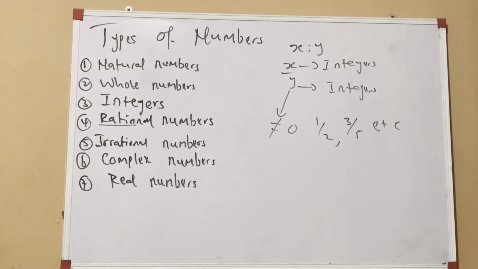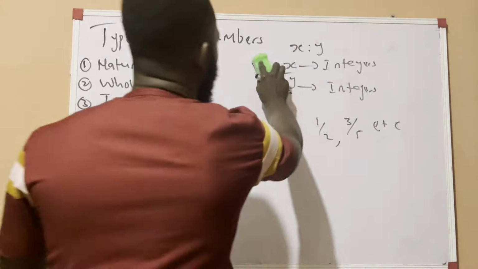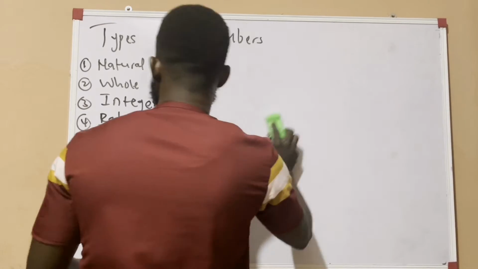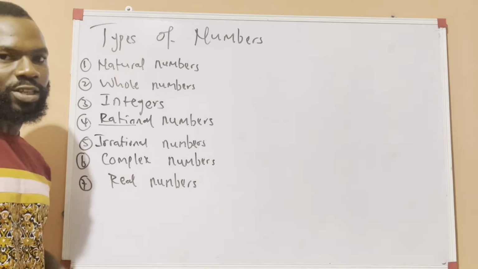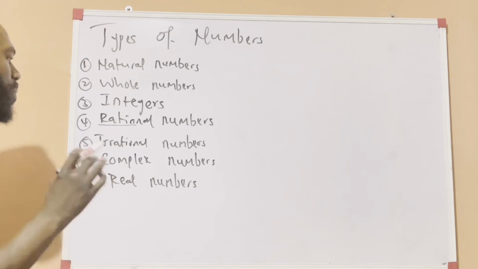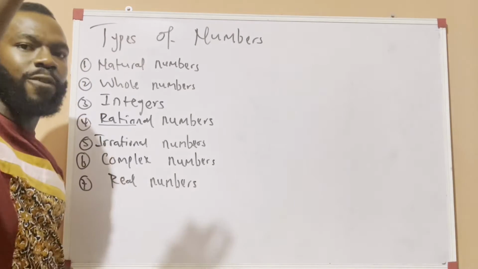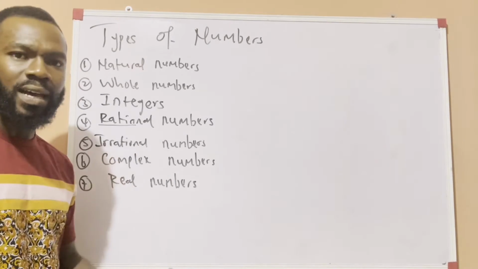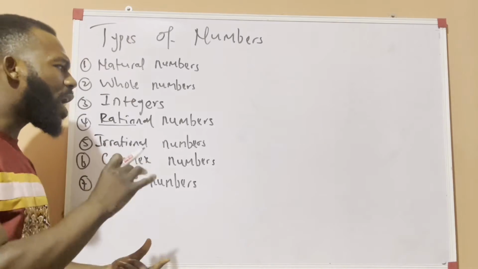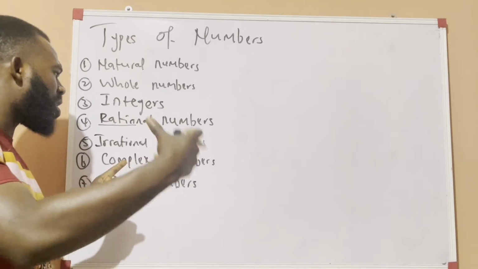And the next one we have on our list are irrational numbers. As the name implies, irrational numbers are numbers that are not rational. From the word irrational, they are not rational. So what does that mean? It means they cannot be written in a fractional form, but rather they can be written in the form of decimals. Now the question is, why do you think they cannot be written in rational form?